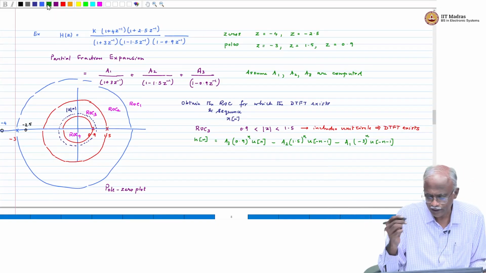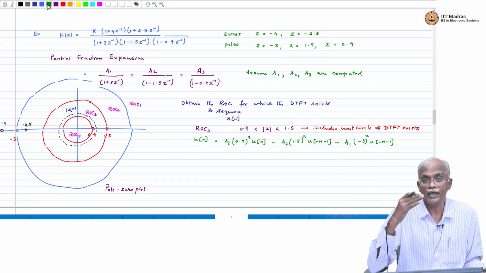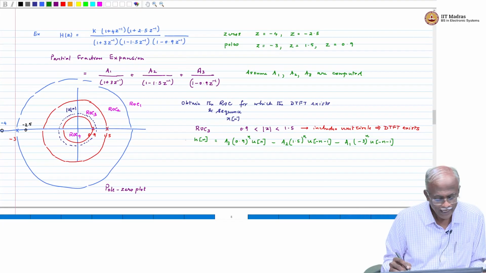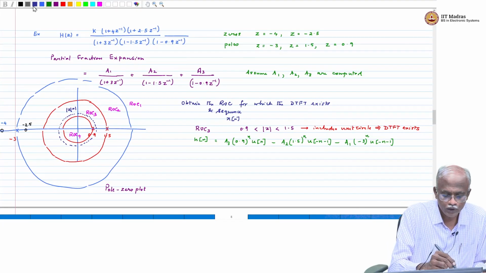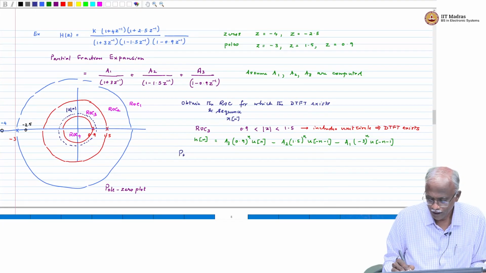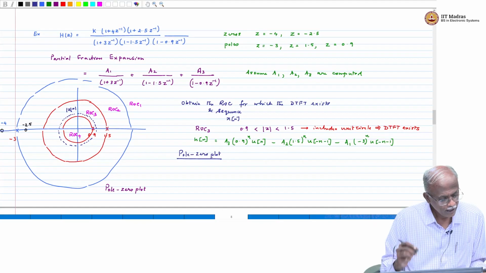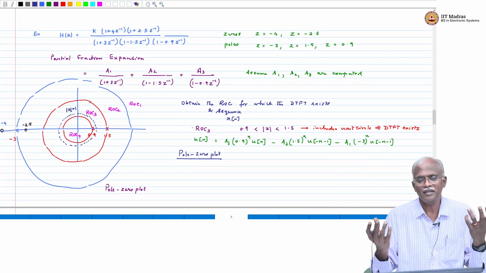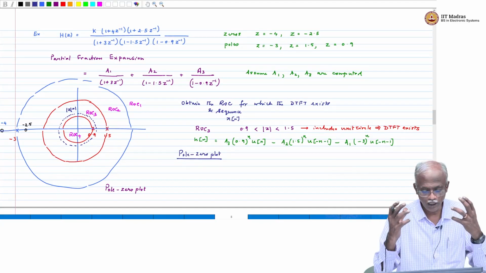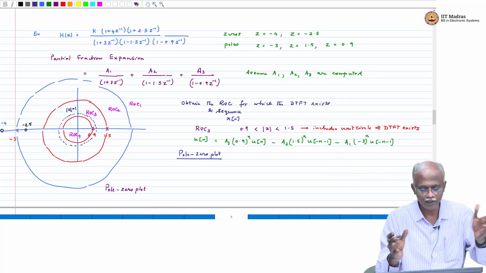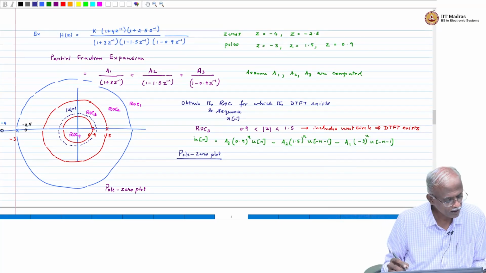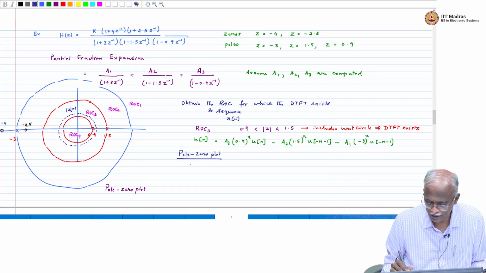Another important thing that we will always look for in transfer functions is what is called a pole-zero plot, a sketch of the poles and zeros of the transfer function. Now, you may be typically used to looking at a transfer function and saying, okay, in this case there are 2 zeros and 3 poles. So therefore, what are the poles and zeros? Let's just mark it down.